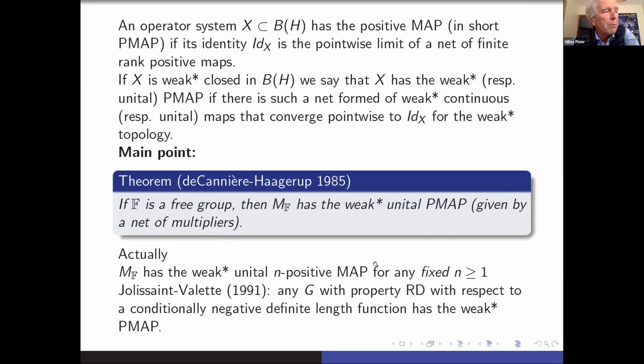There is a paper by Jolissaint and Valette that complements this, where they show that essentially property RD and an additional property is a natural generalization of the case of free groups, but not much is known. And in particular, let's see. I don't think I have examples. Let me not say something silly, but I don't think I know of a group that fails this.